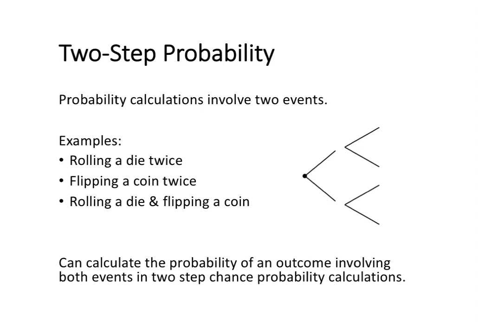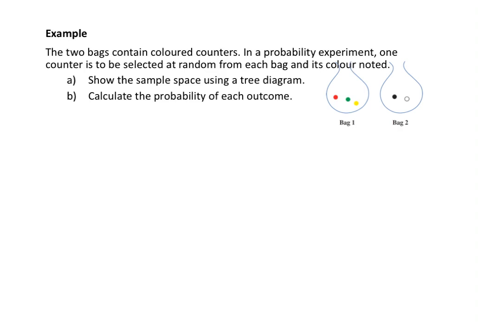And one way of completing those calculations is drawing a tree diagram, which helps you to determine the possible outcomes and then assign probabilities to those outcomes. So let's have a look at an example. In this example, we have two bags that contain coloured counters. In a probability experiment, one counter is to be selected at random from each bag. So we want to show the sample space using a tree diagram.